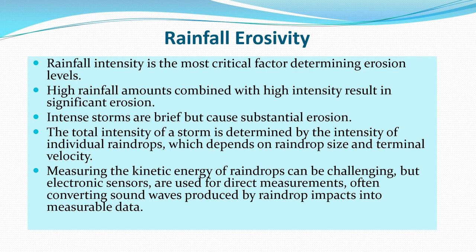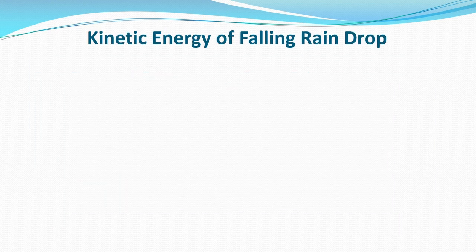Measuring the kinetic energy of raindrops is quite challenging, but sensors are available. These electronic sensors can be used for direct measurement. They convert the sound waves which are produced by the raindrop impacts into measurable data. Kinetic energy of falling raindrops. It is possible to estimate the kinetic energy of rainfall if the mass of the falling drop and the velocity of fall are known to us. Once you substitute these values, you can calculate the kinetic energy of rainfall.